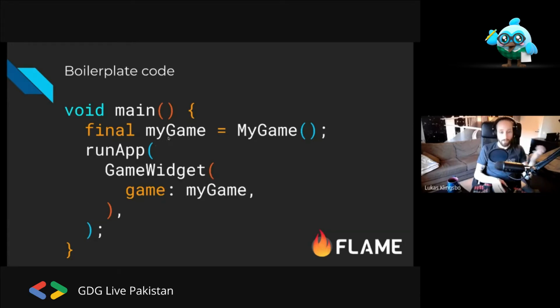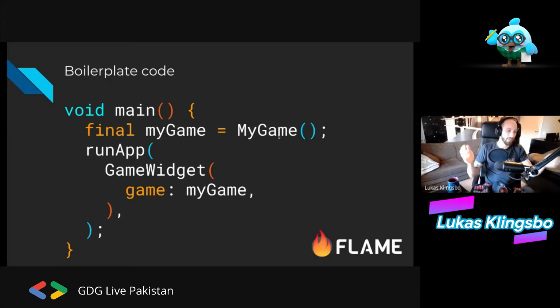So here, if you don't want to use any other Flutter widget, then you can just do runApp and your game widget and put your game in there, and boom, you have your game running. Of course, if you haven't implemented anything in your game, it will just be a black screen, but it's the start.